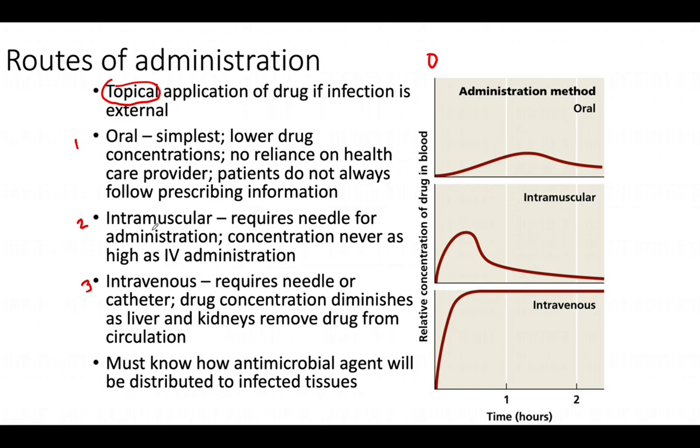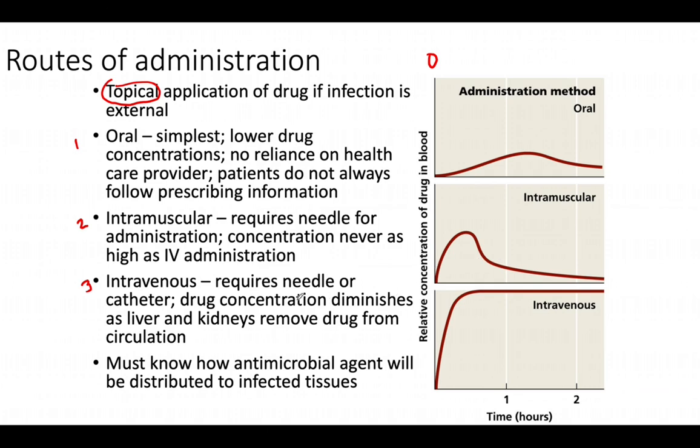Intramuscular is not a real common way for antibiotics. It's usually oral or IV, but this is another route. So anyways, it's via an injection, and it just goes into the muscle. And so you can get a pretty rapid increase in concentration, but it's going to diminish over time.